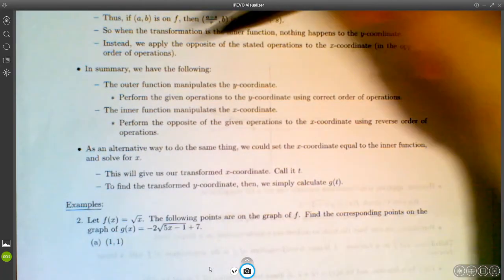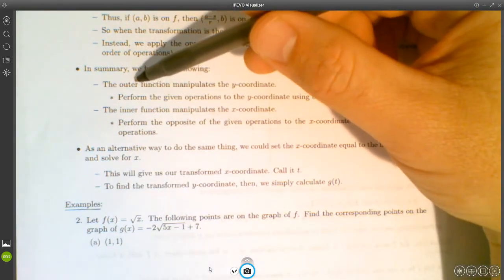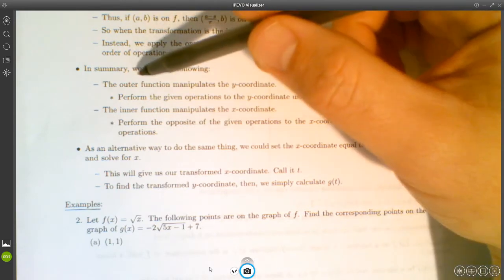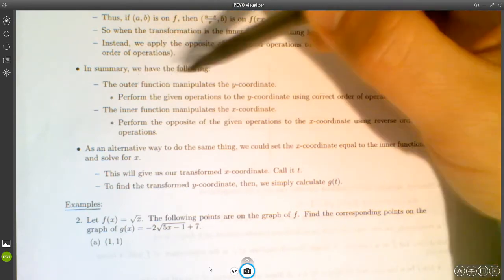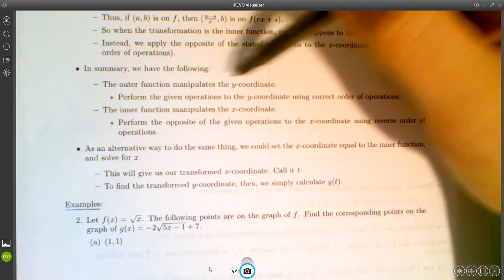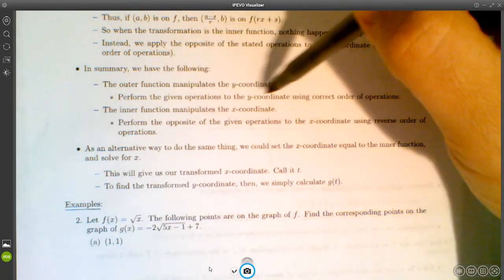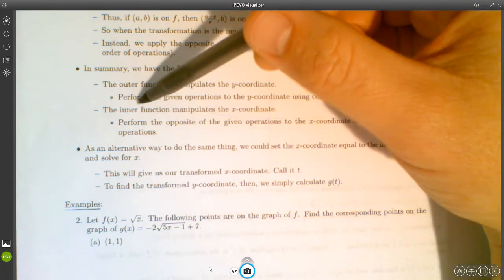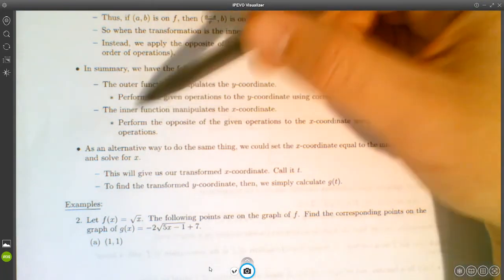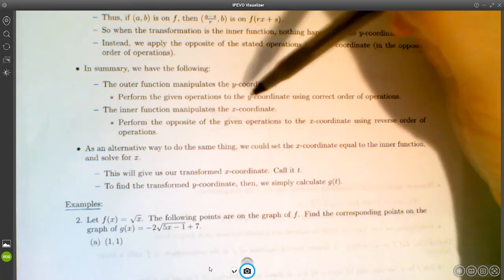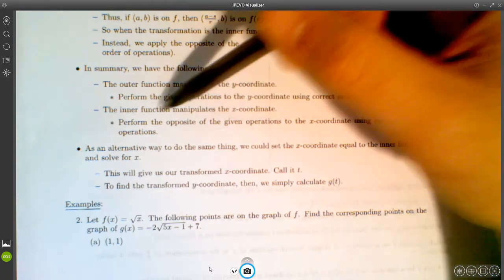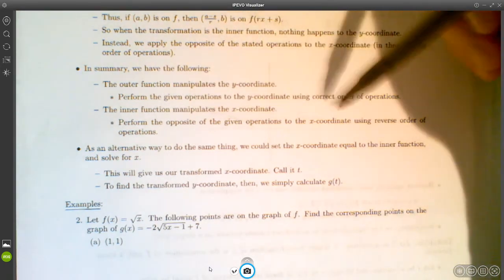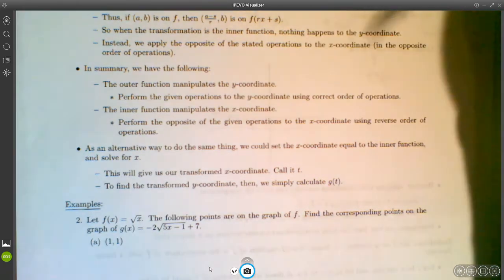So in summary, if we're trying to apply a transformation and we have a transformation on the outer function, then that's going to manipulate the y-coordinate. We're going to perform the given operations to the y-coordinate using the correct order of operations. But if the transformation is the inner function, that's going to manipulate the x-coordinate, and to do that we perform the opposite of the given operations to the x-coordinate using reverse order of operations.